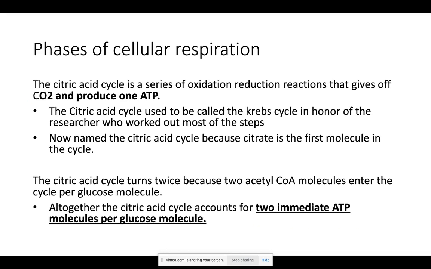The citric acid cycle turns twice because the two acetyl-CoA molecules enter the cycle per glucose. Altogether, the citric acid cycle accounts for 2 intermediate ATP molecules per glucose.